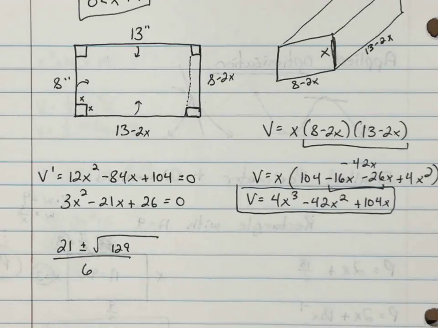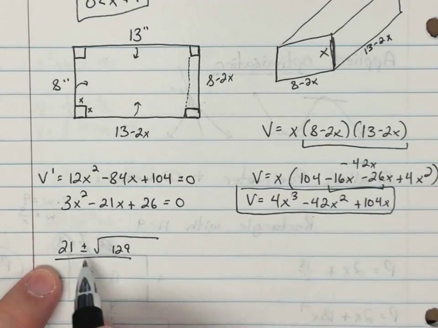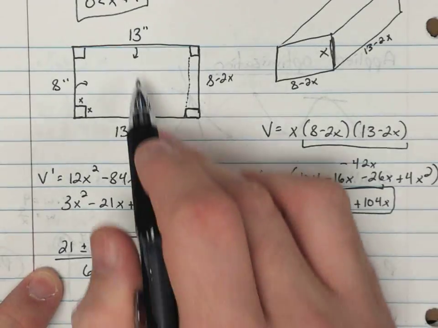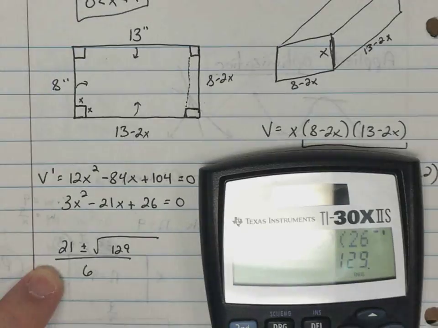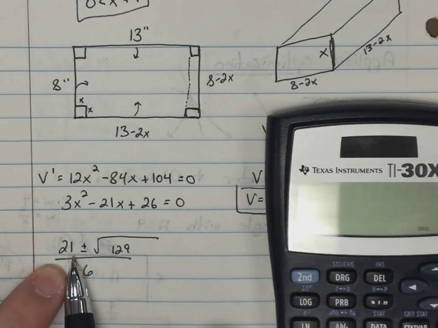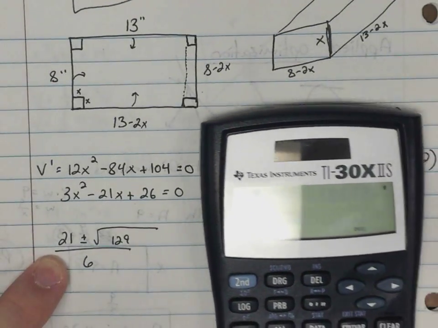I don't know that you're going to get 2 different answers here. You might just get one, because sometimes you'll have like 21 minus a square root and you get a negative. X can't be negative, so you can throw that answer out. This one, I can already look ahead and I know why, but this one will give you 2 answers. So we got 21 plus root 129. Let's do that one first.